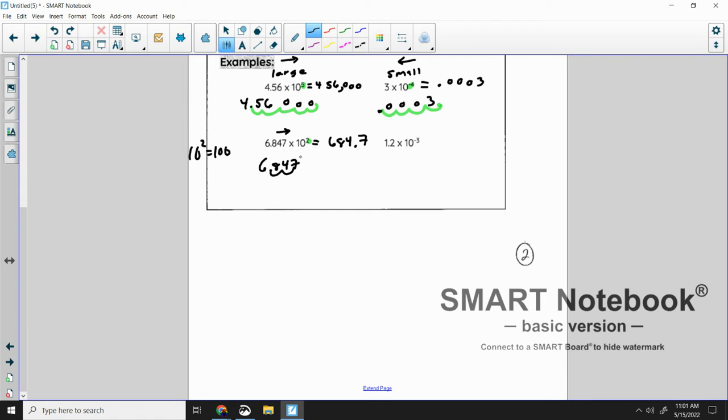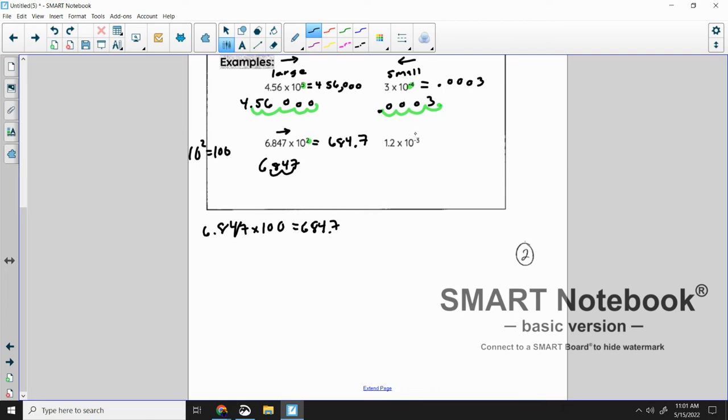So all I'm really doing is multiplying 6.847 by 100. So it would make sense that I would get 684.7 as my answer. Same thing up here. I was multiplying 4.56 times 10 to the fifth, which is 100,000. So it made sense why I would get something in the 100,000s.